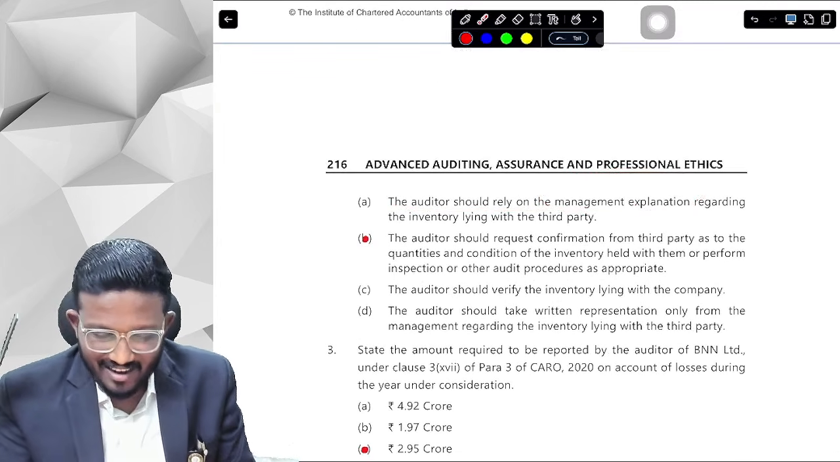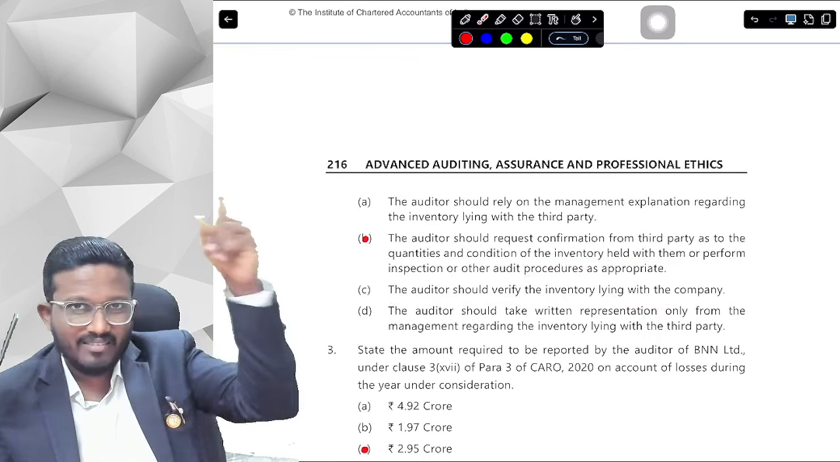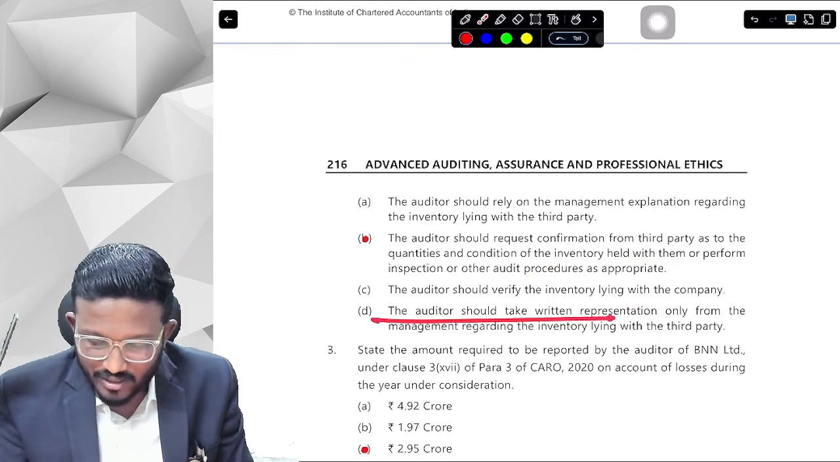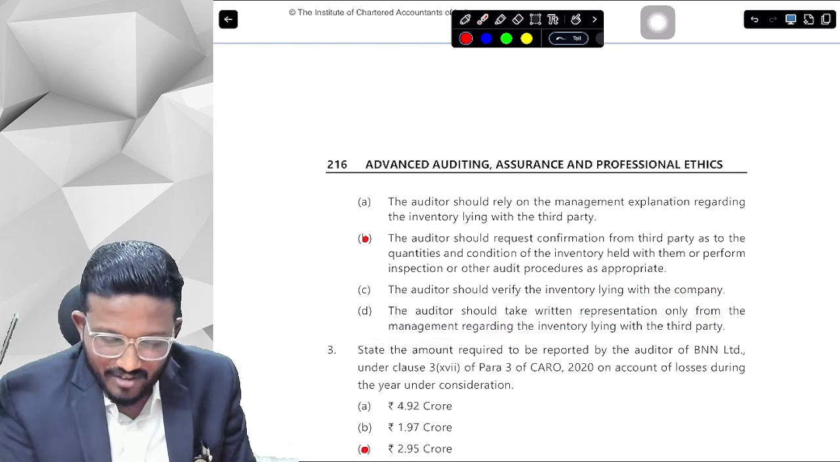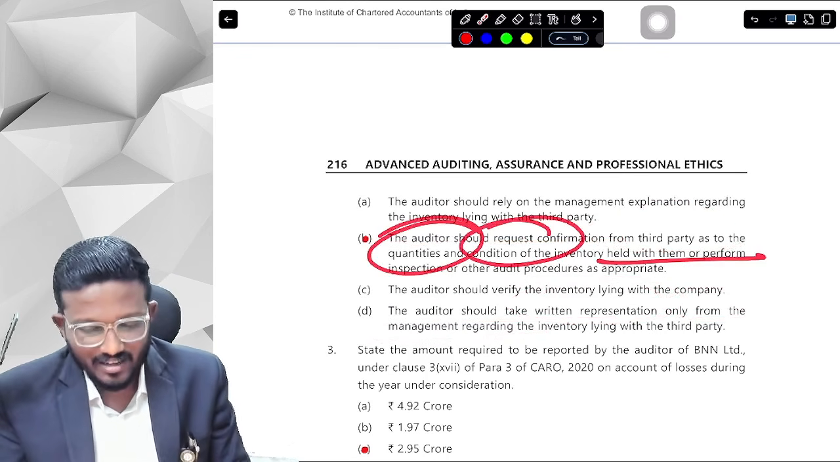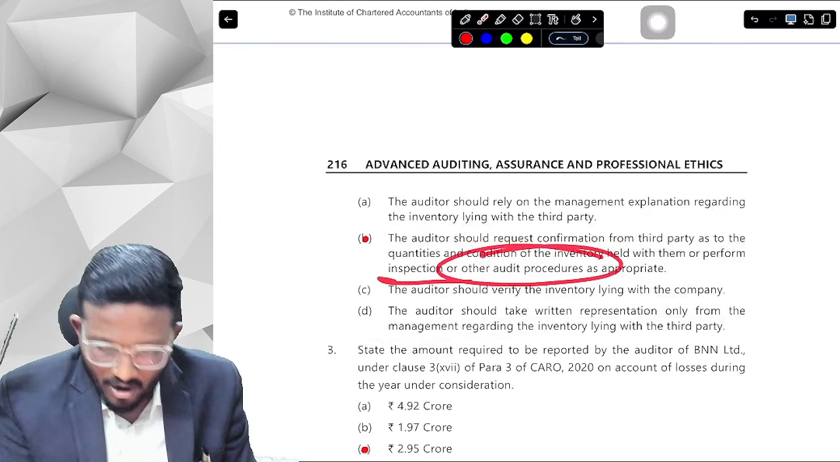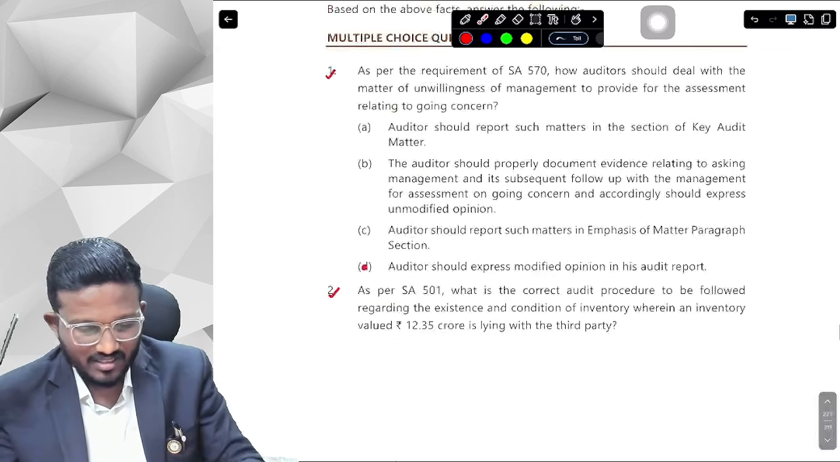No, sir. We need to verify the inventory lying with the company, not the third party. No, sir. We can inspect the third party as well. We should take written representation only from the management. No, sir. Then what we should actually do, sir? We should request confirmation from the third party regarding the conditions and quantities of the inventory that are held with them, or we can also perform other inspection or other procedures as we consider appropriate. Okay, yes, sir. Next is what, sir?